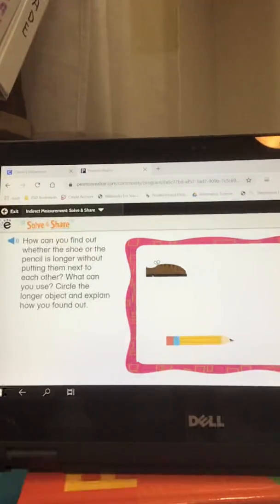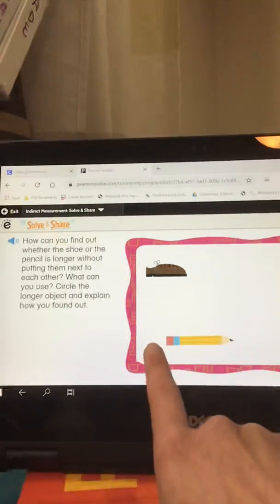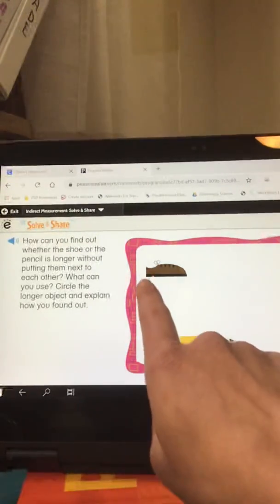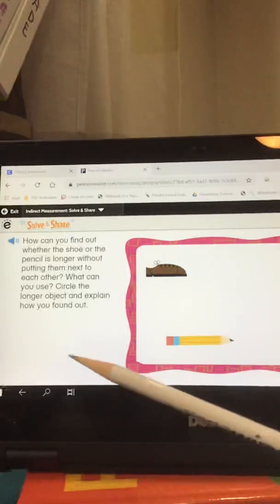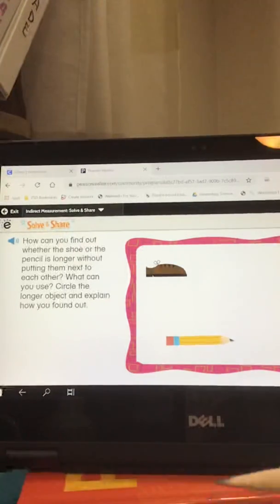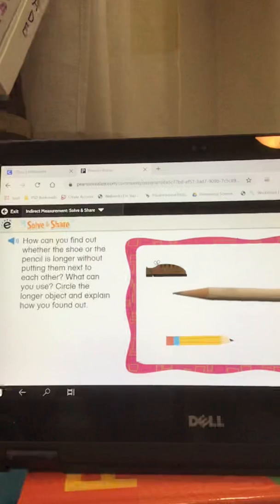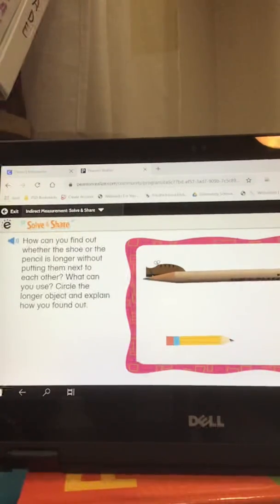Okay, so when I am looking at these two objects, I am looking to see if I can tell, because they are not matched up. The pencil's end is way over here and the shoe end is way over here. And I wonder what I can use to help me find out. So I think today I am going to use a pencil that I know where it is. So I'm going to use the sharpened side of my pencil.